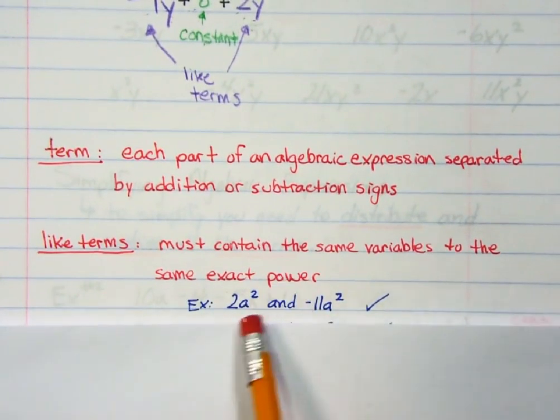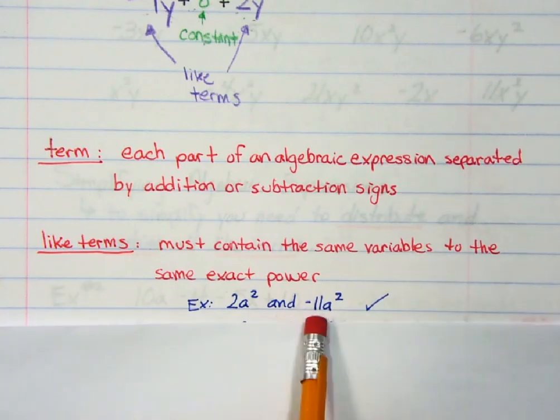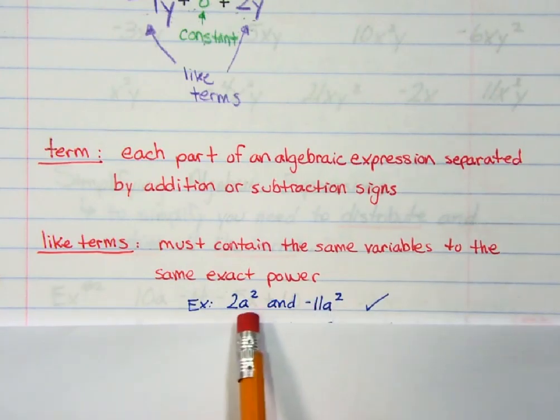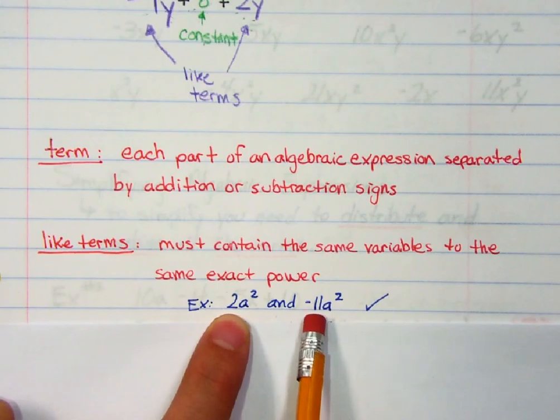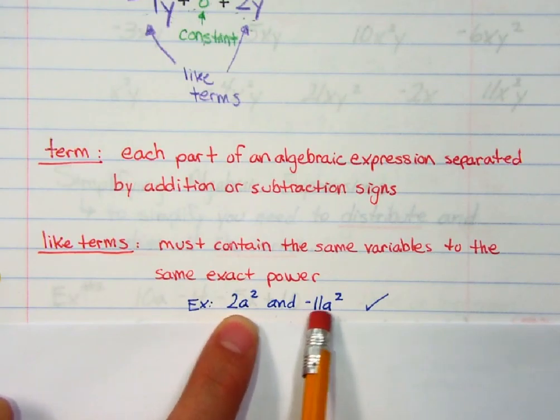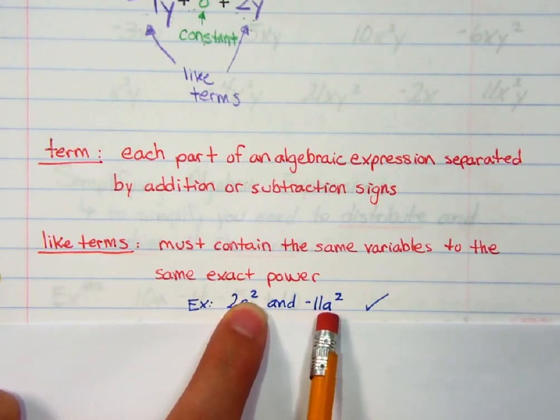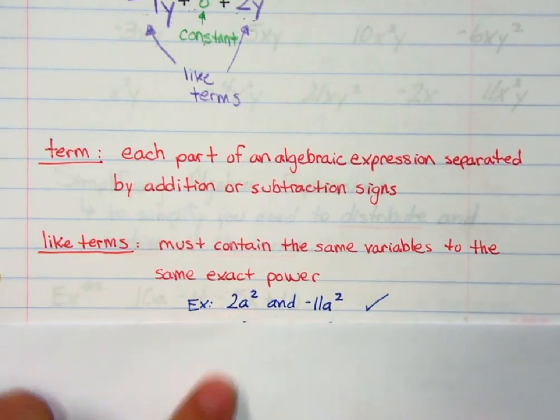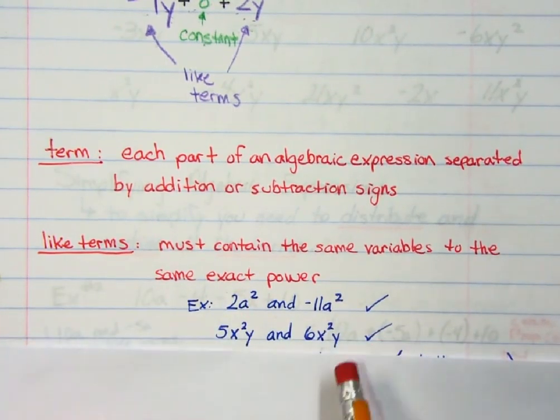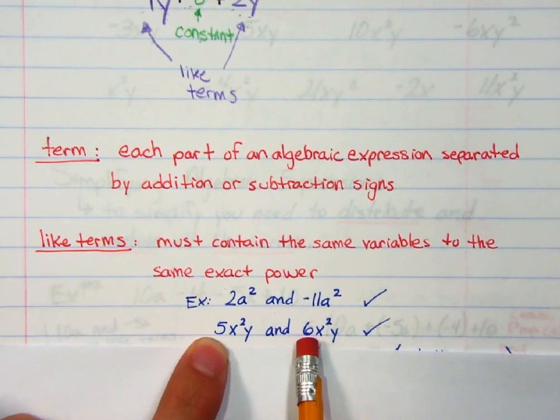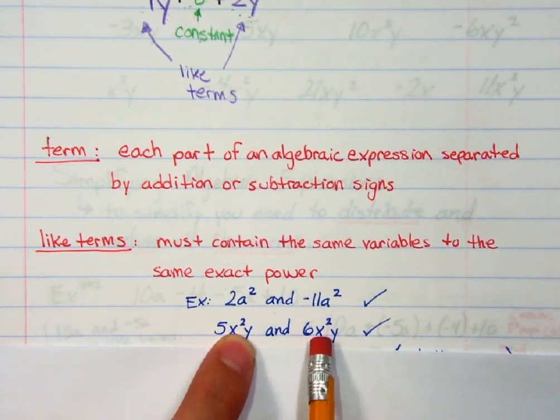Here's some examples. 2a squared and then negative 11a squared. Okay, don't get caught up with the number up front, the coefficient. Only worry about the variables. Variable a squared, those are like terms. This one here, also like terms. The 5 and the 6 don't have to be the same, but we look at the variable parts.